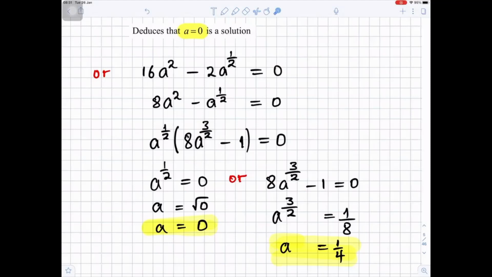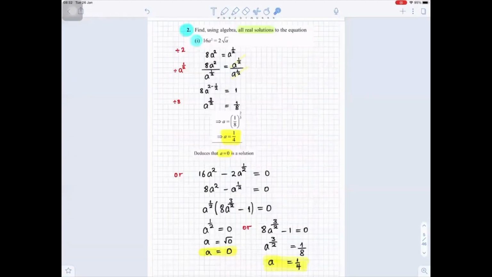And a would be 1 over 8 to the power 2 over 3, which will give you 1 over 4. So that's the complete solution for question 2. a is equal to 1 over 4, and a is equal to 0.